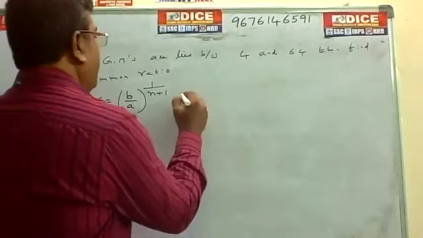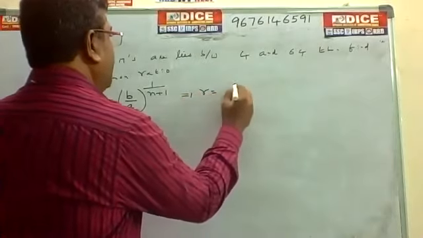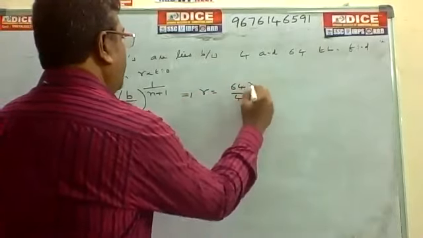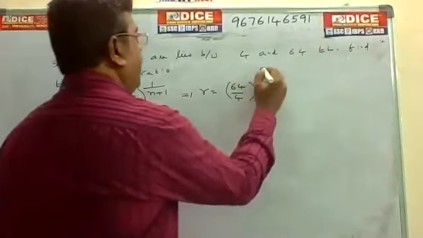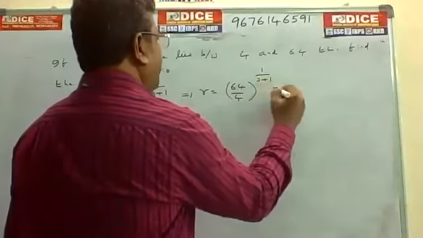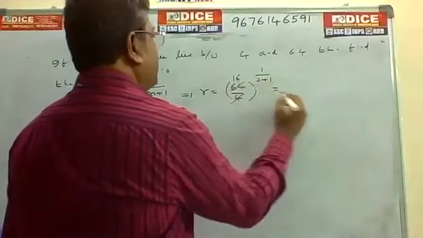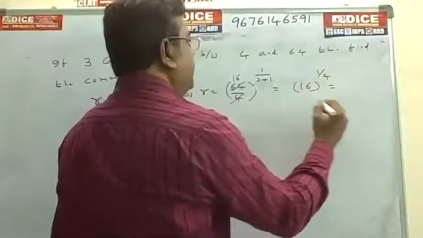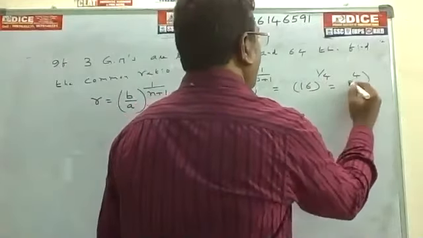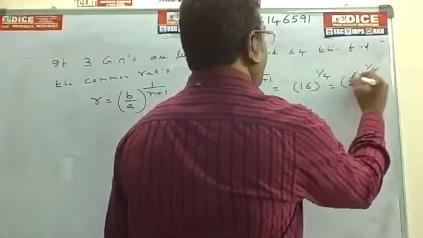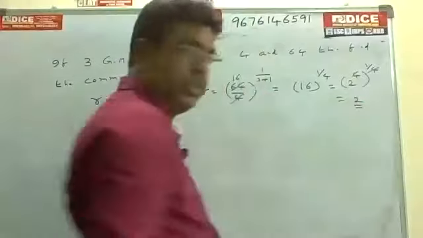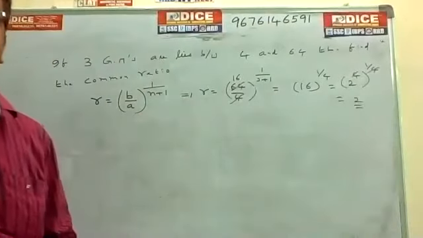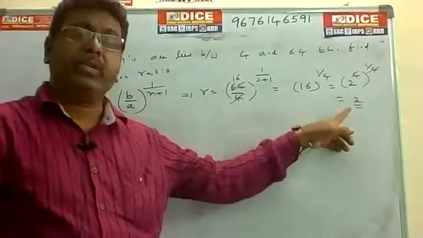So R is equal to (64 by 4) whole to the power of 1 by 3 plus 1. 4 ones are 4, 4 fours are 16. 16 to the power of 1 by 4 is 2 to the power of 4, whole to the power of 1 by 4. The 4s cancel, so the answer is 2. Very good answer from Aishwarya and Bhavani. The answer is 2.